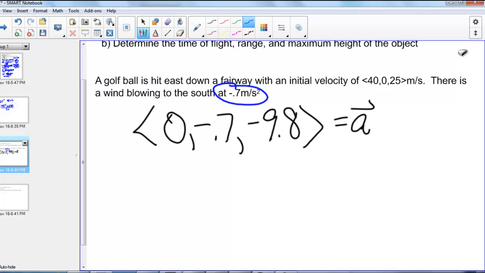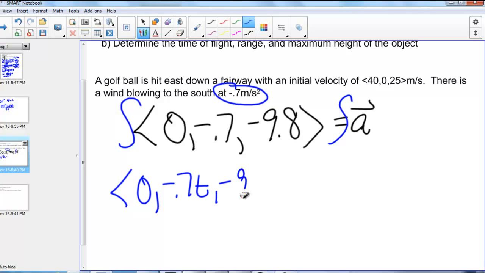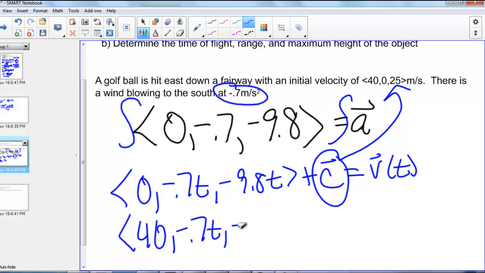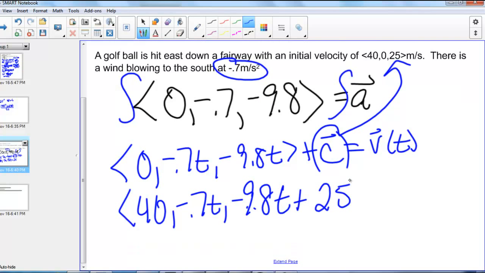To find our velocity, we integrate both sides, and we get the vector 0, negative 0.7t, negative 9.8t, plus a constant equals our velocity. And our initial velocity is 40, 0, 25, so we'll find that c is in fact that vector. So we get 40, negative 0.7t, negative 9.8t plus 25 is our velocity.